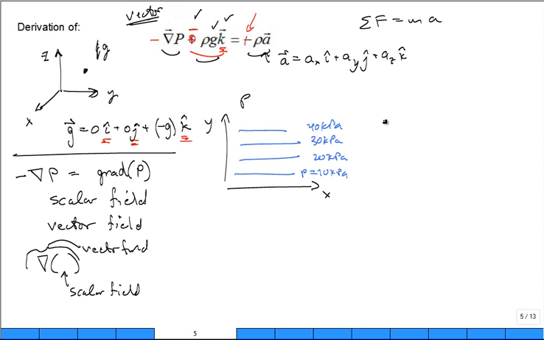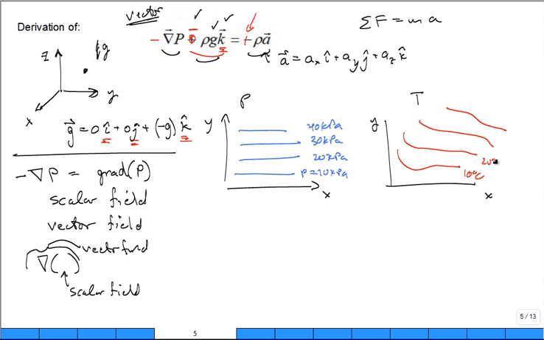Just as another example of a scalar, let's say this is y, this is x. Let's do a temperature field. Maybe the temperatures are like this. Maybe everywhere here it's 10 degrees C, then 20 degrees C, then 30 degrees C, then 40 degrees C. We visualize a scalar field by putting lines of constant scalar value. What are those? Isotherms.